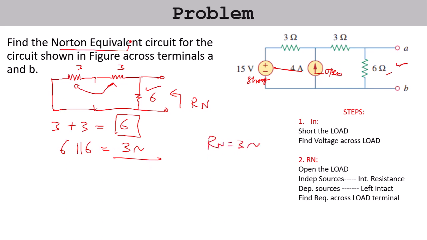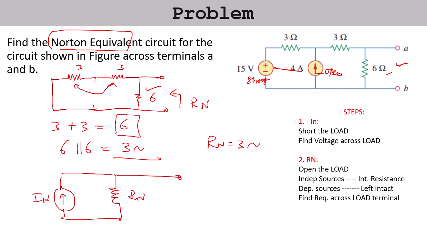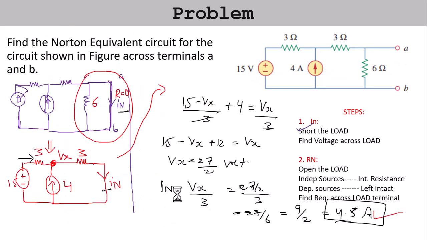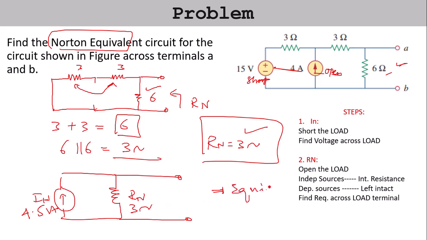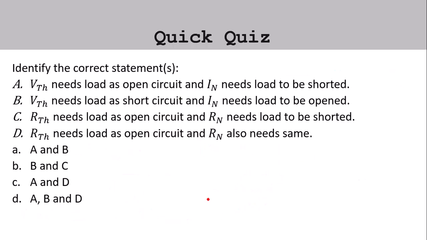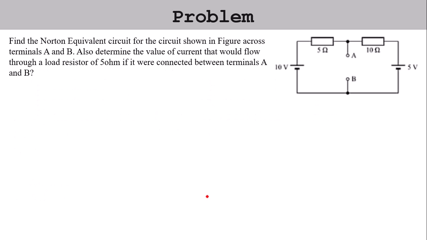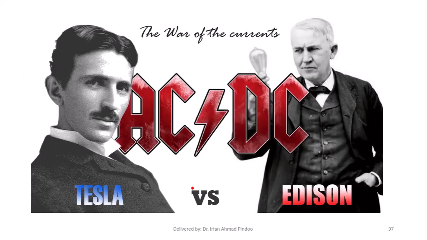So we can find the Norton equivalent circuit, meaning a circuit having Norton current in parallel with R Norton, and both the values we have calculated. I Norton we got in the previous slide, it was 4.5 ampere, so we will write here 4.5 ampere, and R Norton we got just here, 3 ohm. So this is the Norton equivalent circuit. So that's it in this video regarding Thevenin and Norton.